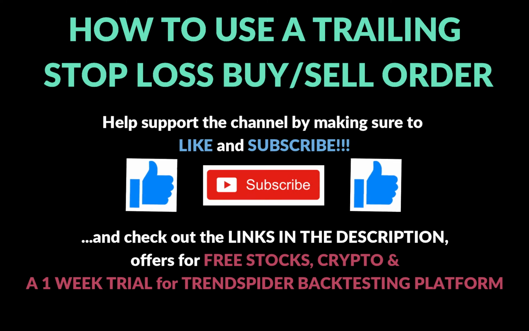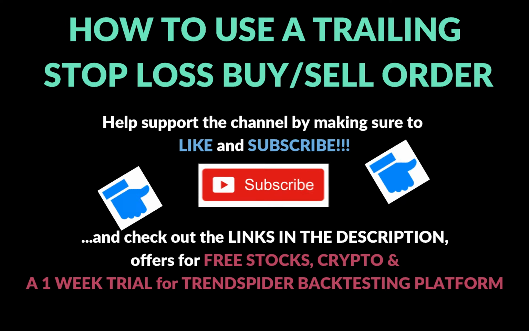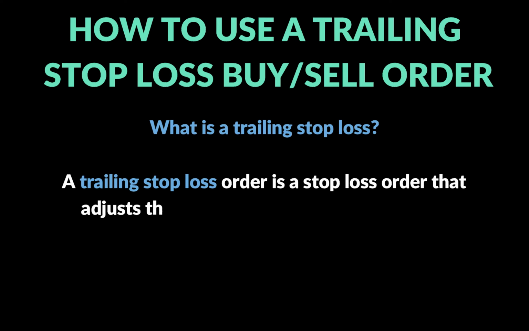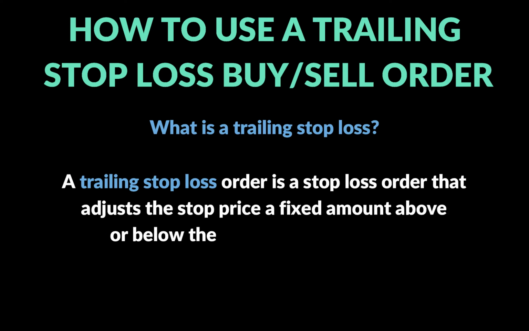So first thing we'll talk about is what is a trailing stop loss. A trailing stop loss order works just like a stop loss, except that it's moving with the price of the stock. So a stop loss order basically sets a limit at which if the stock goes below or above a certain price, you're going to execute a buy or sell order. So the difference with a trailing stop loss is you see that it's moving up with the price action.